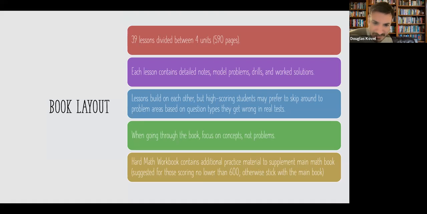And I only recommend this book if you're already scoring in the 600s. If you're not in the 600s yet, then focus on the main book and learning all the foundational material. And then once you're consistently getting the 600s, then you could start practicing with the harder questions. So I think that's pretty much all I wanted to say in general for that stuff.